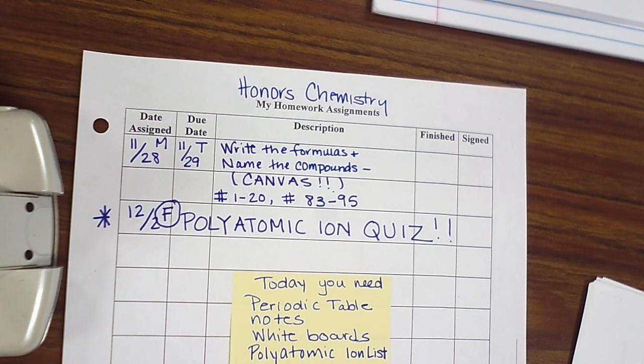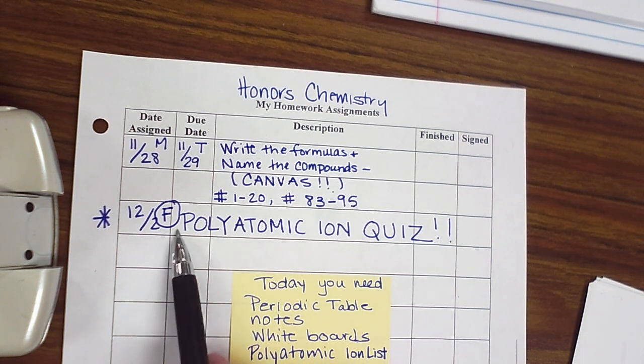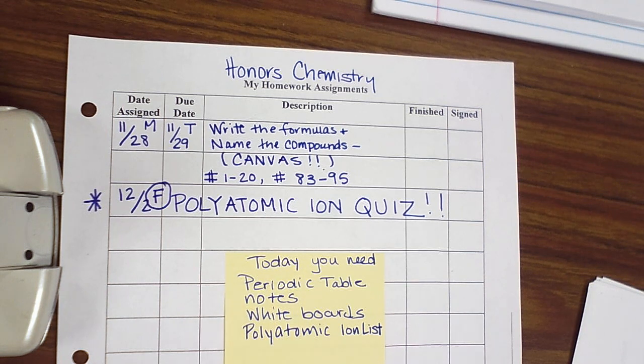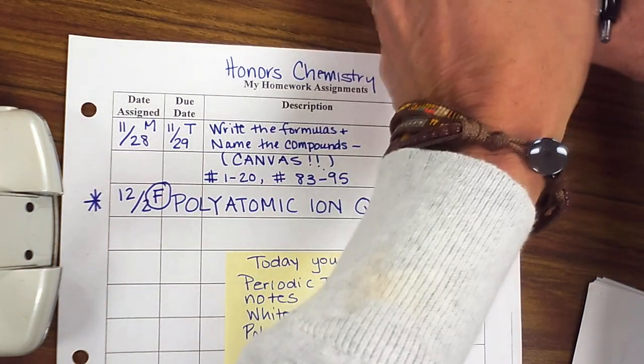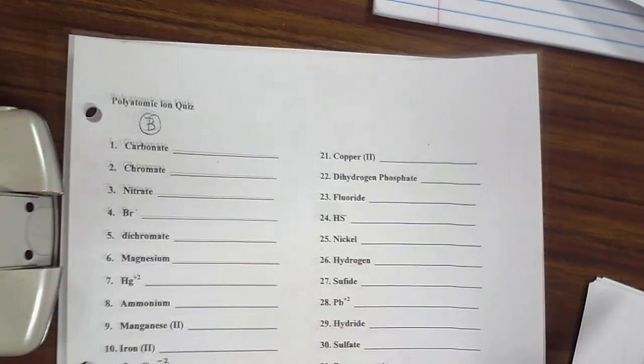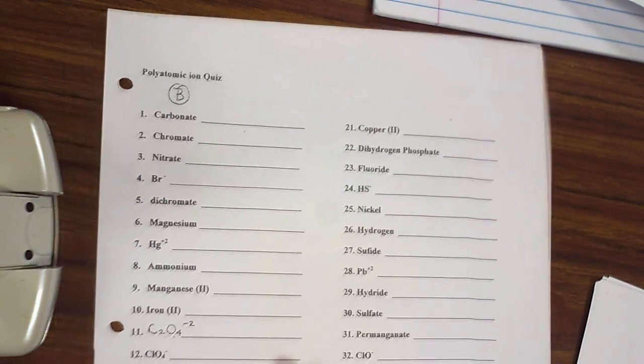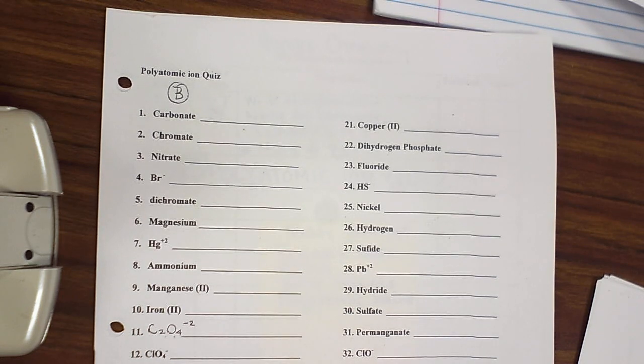What about the quiz? The polyatomic ion quiz is on Friday. So let's talk about the quiz, and then let's talk about your polyatomic ion list. All right? Okay, so the quiz looks like this. 40 of the 52 polyatomic ions, and you can get them in either direction.